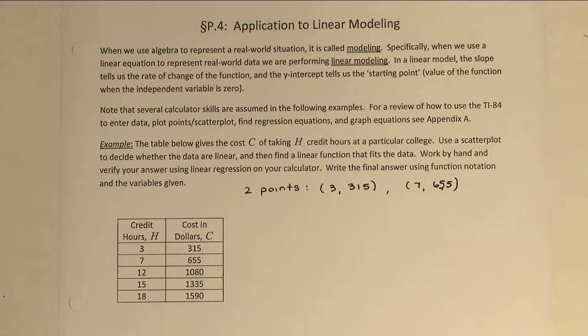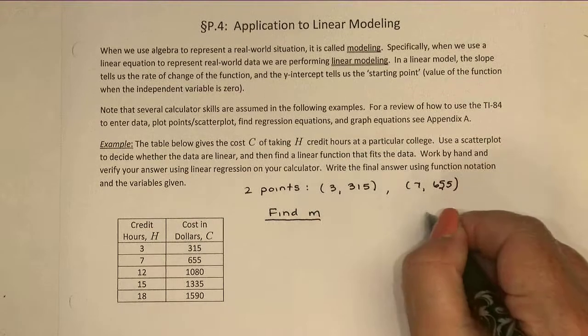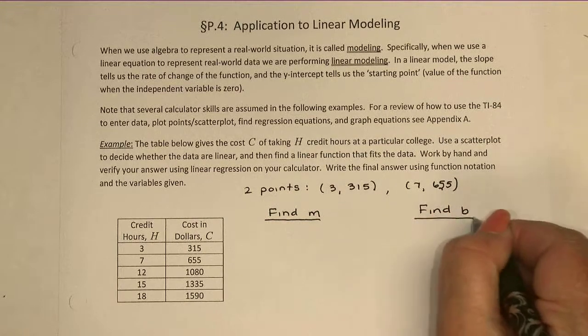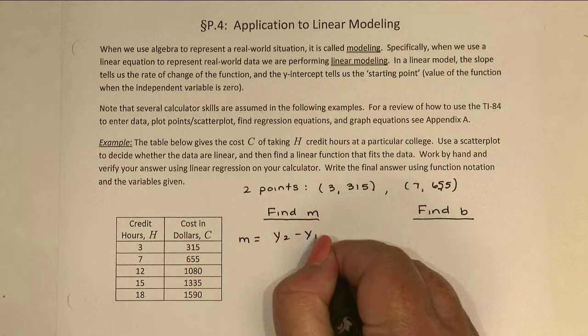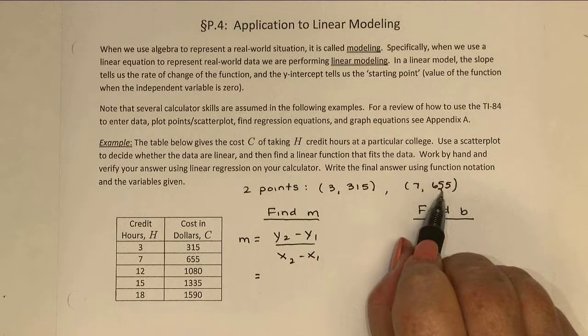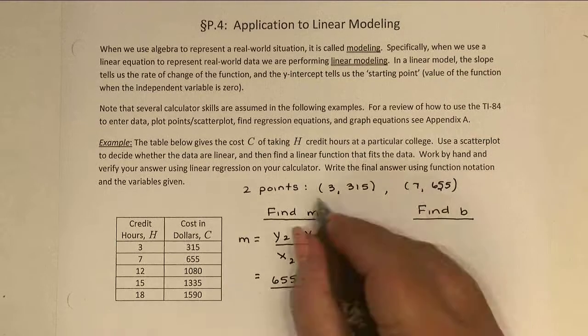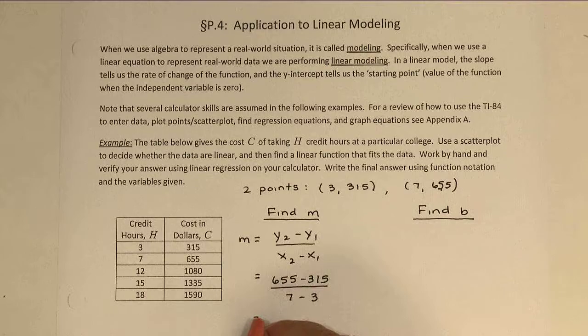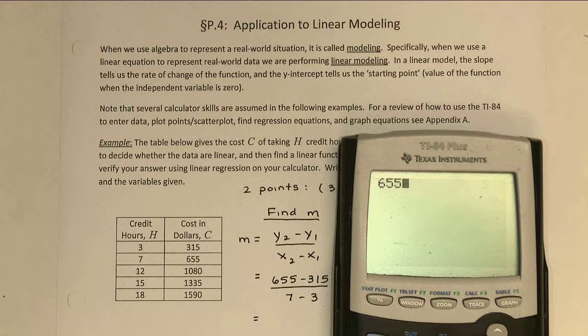All right, in order to find the equation of a line, I need to find a slope and find a y-intercept. So find m, find b. To get the slope, I'm going to use my slope formula, y2 minus y1 over x2 minus x1. So 655 minus 315 and 7 minus 3. I'll get out of my graph for the moment. I can always go back. I've got 340 divided by the 4 on the bottom is 85.